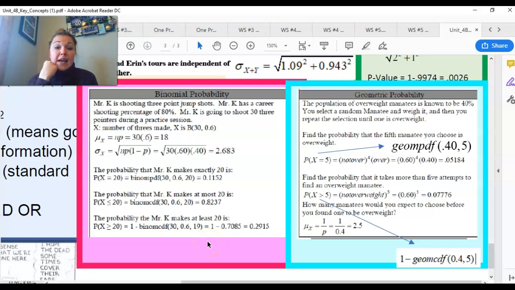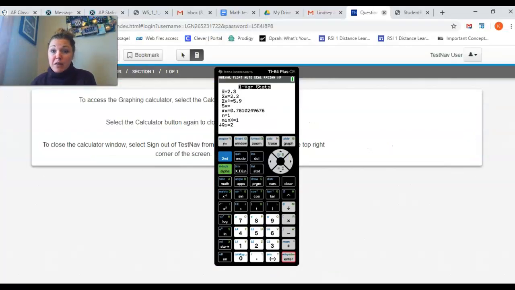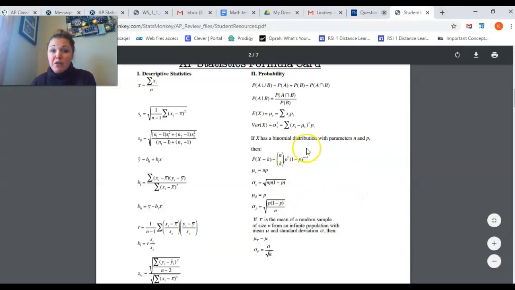Mr. K has a career shooting percentage of 80%. Mr. K is going to shoot 30 free throws during a practice session. So right there, that's your fixed number of trials. Now, on the formula sheet, let me show you that right here, they do give you the binomial distribution. They talk about the mean and the standard deviation. So you'll have that formula there if you need it, okay?